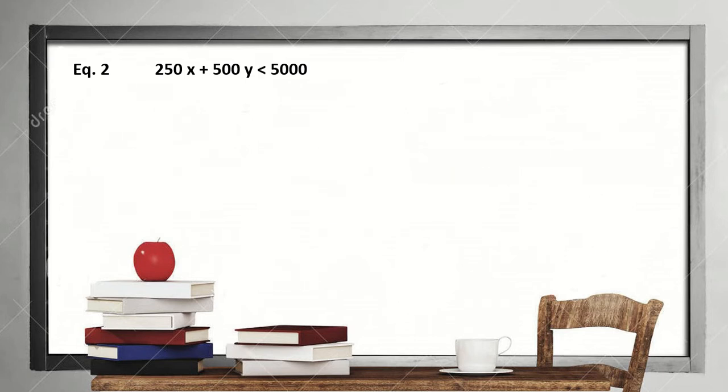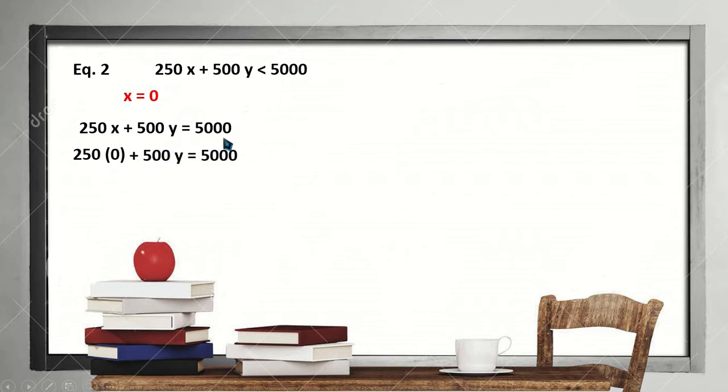For equation 2, we have 250x plus 500y is less than 5,000. So, muli, kukunin natin yung x and y intercept nila. Okay, so gamitin muna natin si x is equal to 0. So, papalitan ulit natin siya ng equal sign. So, gagawin natin equation. So, we have 250x plus 500y is equal to 5,000. So, palitan natin ng 0 sa x. And then, copyhin natin si 500y is equal to 5,000.